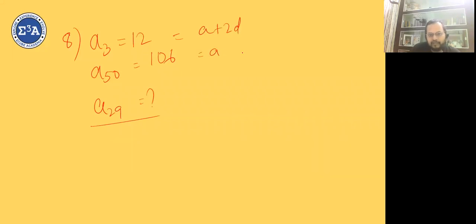An AP consists of 50 terms. An AP is total having 50 terms, of which third term is 12, and the last term, meaning a50, is 106. Find the 29th term. Same question. Take it as a plus 2d. Take it as a plus 49d. You will have two equations. Solve for a and d. Put it in a plus 28d. You will get the answers.